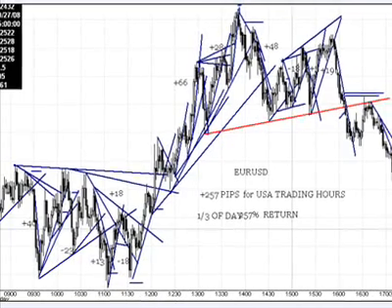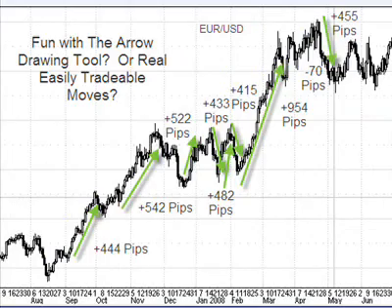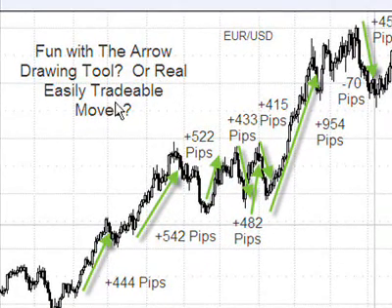So anyways, let's go on here. That was some day trading examples. Here's a previous drawing we did. Fun with the arrow drawing tool, or real easily tradable moves? They're real easily tradable moves. You just got to know what you're doing, and you got to do what you know. So get the knowledge and then do it, all right?